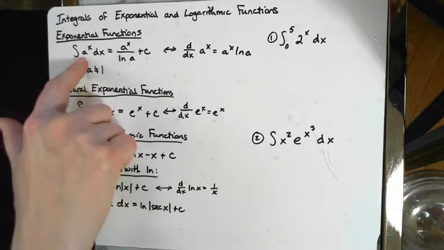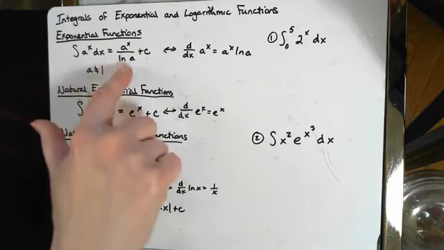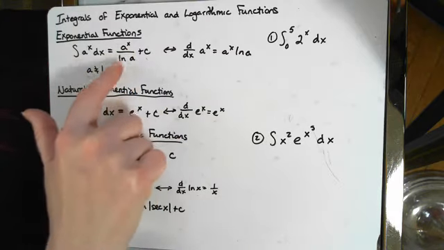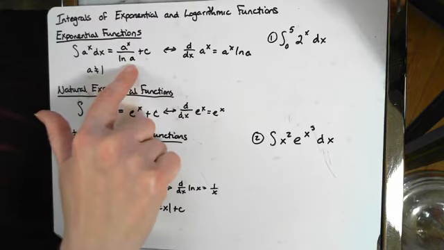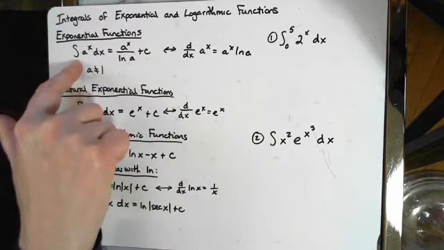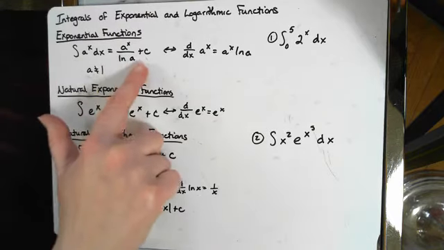And when we have the integral of an exponential function, we use this formula here. So you copy the exponential function to the top, and it's divided by the natural log of the base. Don't forget the plus c if you're doing an indefinite integral. If you're doing a definite integral, you don't need the plus c.